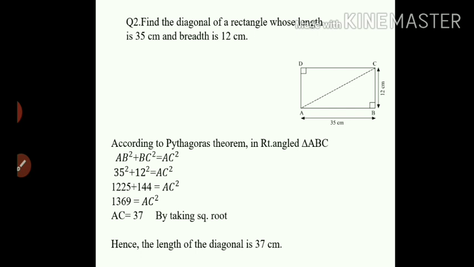So when I add this, I get AC square is 1369. So by taking root, AC will be 37 centimeters. So the length of the diagonal of the rectangle is 37 centimeters.